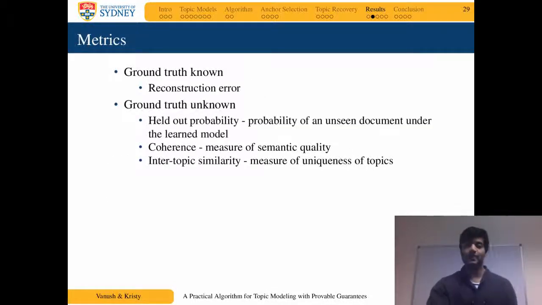The reconstruction error is calculated by comparing the learned word topic matrix and true matrix A and then evaluating the L1 distance between each pair of topics. Where the true parameters are unknown, they used the held-out probability by calculating the probability of an unseen document under the learned model. If the model is good, then the probability will be high.